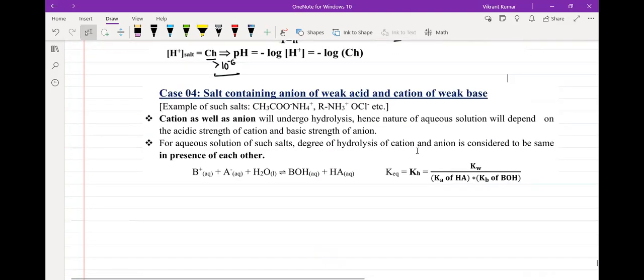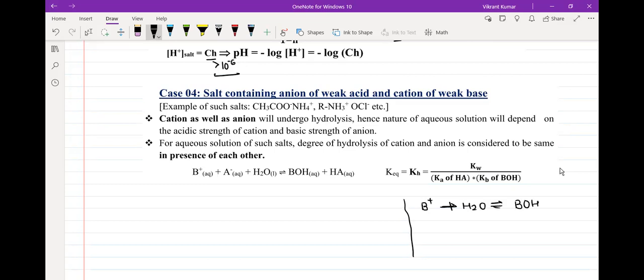Why I'm writing this together? Just for the sake of discussion, I can write na कि B plus plus H2O giving BOH plus H plus, and I can write A minus plus H2O giving HA plus OH minus, और फिर दोनों का अपना अपना एक्सटेंट होता. Why am I not considering that?